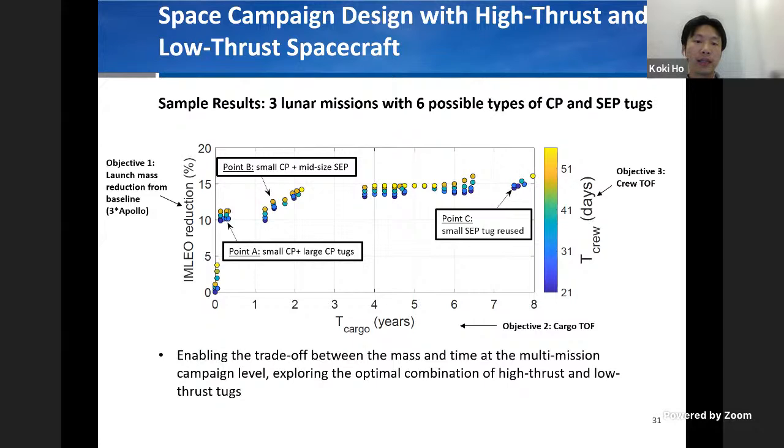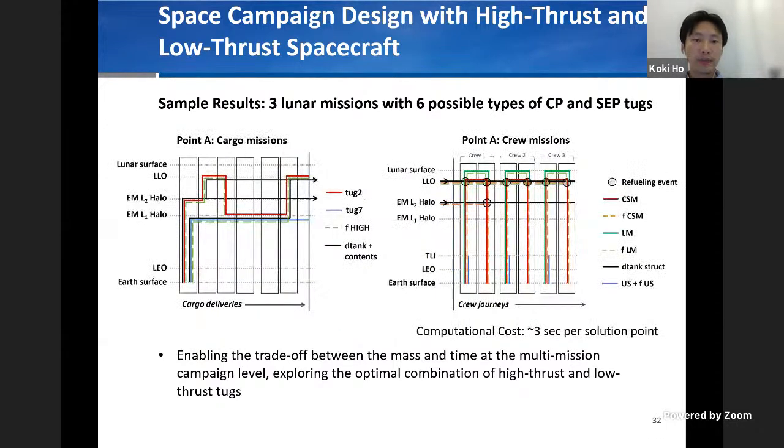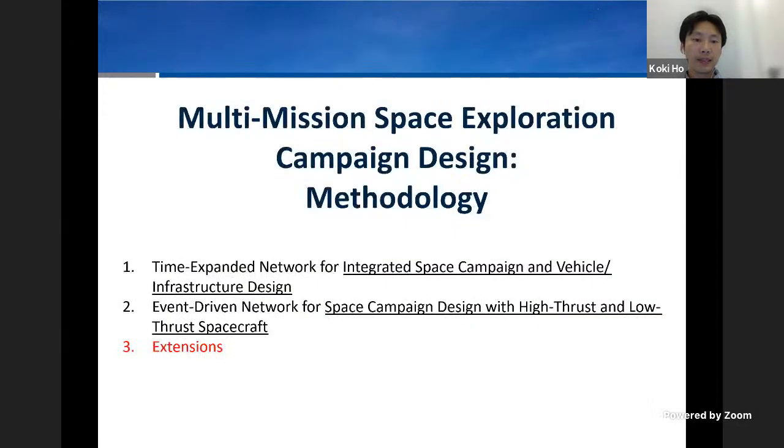Of course, if you increase the launch mass, we can deliver the stuff in a shorter time, and so on. So we have this kind of trade-off, and we can explore a variety of different solution points. This again is another example of considering the entire campaign, doing a variety of different trade-offs. I know I am probably running out of time, so these are some examples. So I'll probably just stop here.